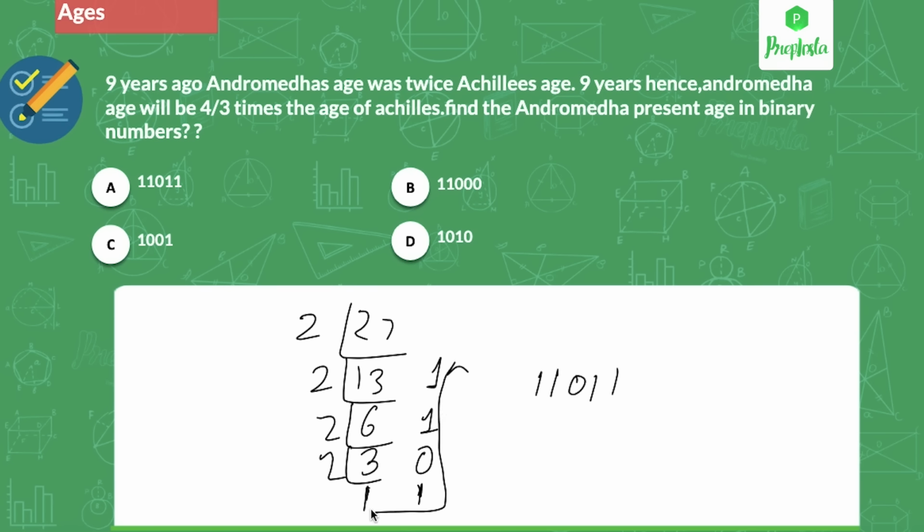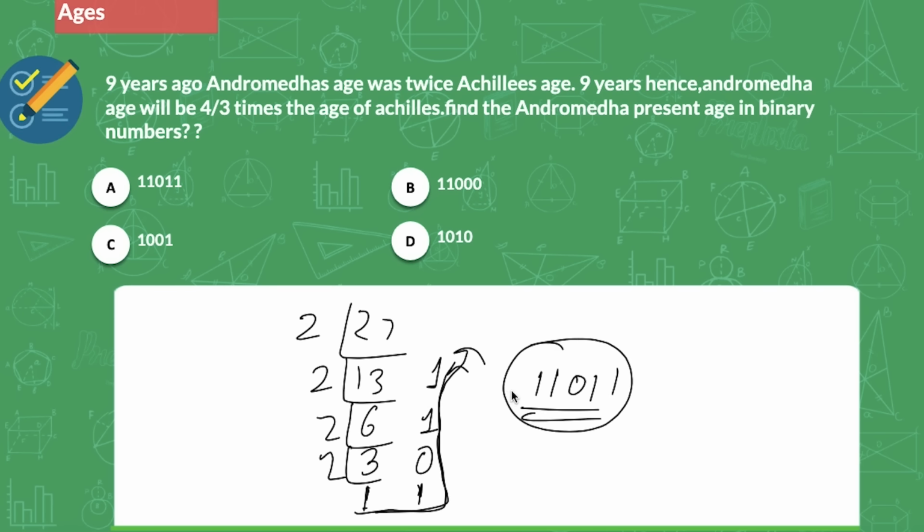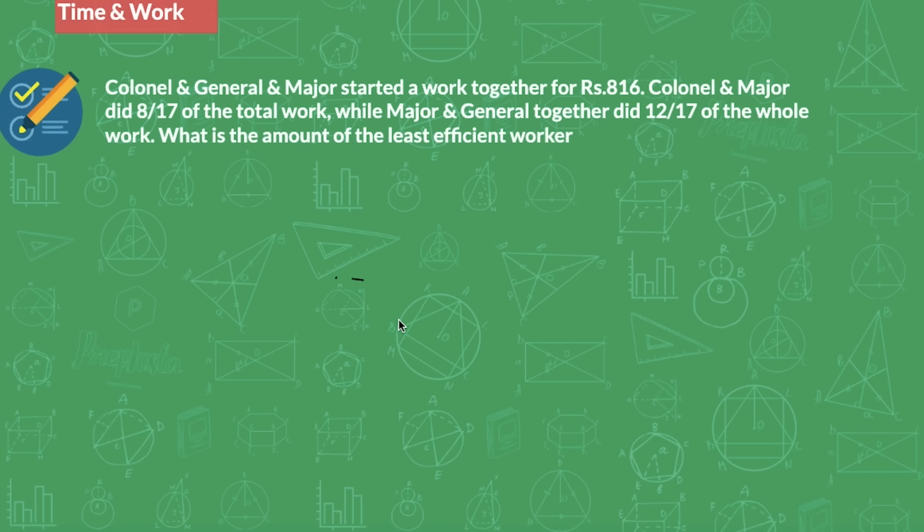Basically we start from here, start writing the numbers from here and we go till the end. So it is 1 1 0 1 1. So the binary number for 27 is nothing but 11011. So the answer is option number A. As simple as that. So let's move on to another question, a question from time and work.